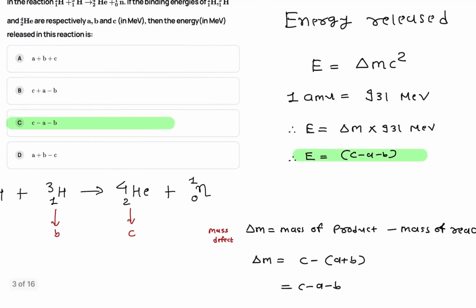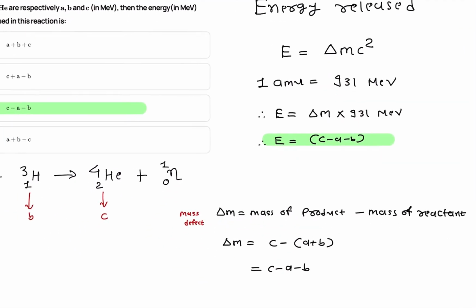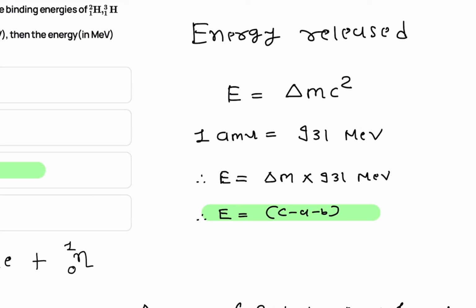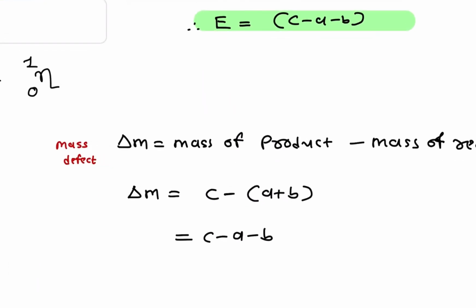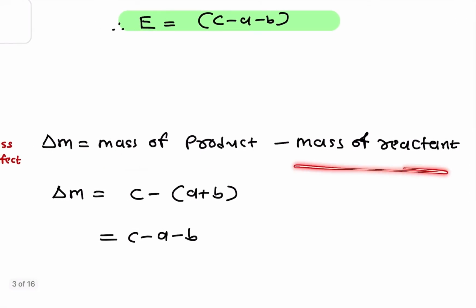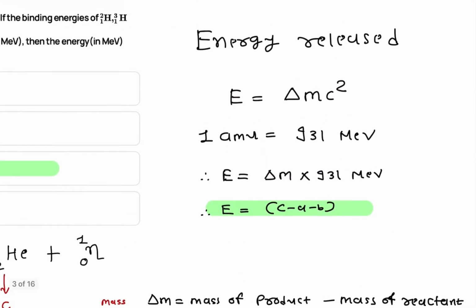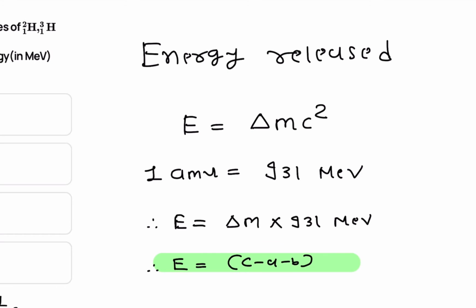First of all, we have to find the energy release. The formula of energy release, according to Einstein's relation, is E equals delta m c square. What is delta m? Delta m is the mass defect. Mass defect is equal to mass of product minus mass of reactant. Here the mass of product is C and the mass of reactant is A plus B. So C minus A minus B is the mass defect. Now the energy release is E equals delta m c square.